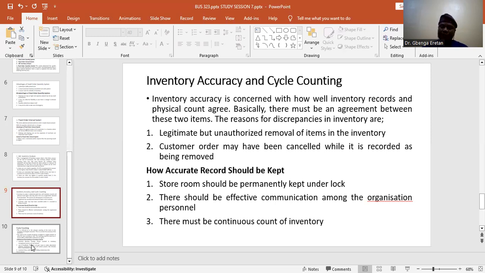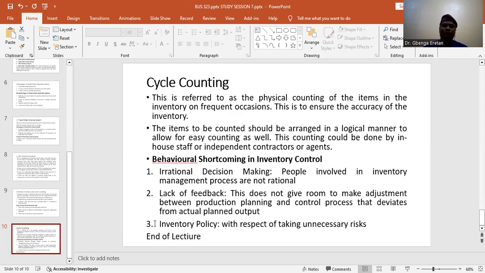Number two, there should be effective communication among the organization personnel. Those people that are working in the organization must have effective communication in such a manner that any information which could affect the movement of goods should be made available to all parties that are involved in the management of stock in that organization. Number three, there must be continuous counting of inventory. If you want to ensure accuracy, you must not leave counting for too long. You must ensure there is continuous counting of stock.